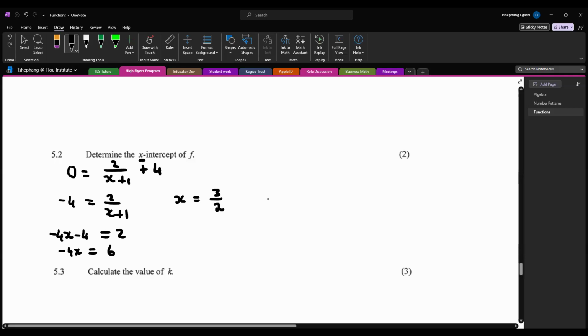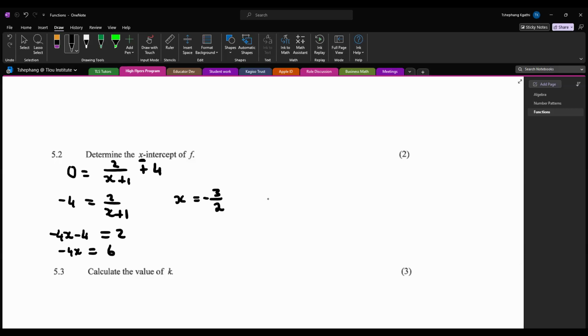They only wanted the x one, so I don't have to substitute this back to find y. Here's a minus. Nearly forgot that minus, and it's going to mess a lot of things up. So because of the minus in front, it's minus 3 over 2. We're only looking for the x value, so I don't have to substitute it in.